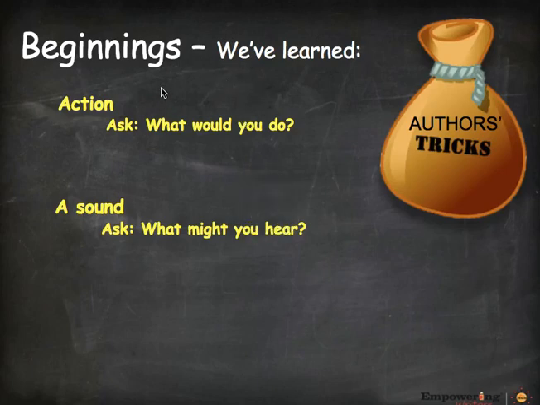So when we're learning about writing entertaining beginnings, we've already learned that two tools that authors use to create an entertaining beginning are action. When you're writing with an action for your entertaining beginning, you ask, what would you do? Or what would your character do? And they could also use a sound. So the question you would ask is, what might your character hear?